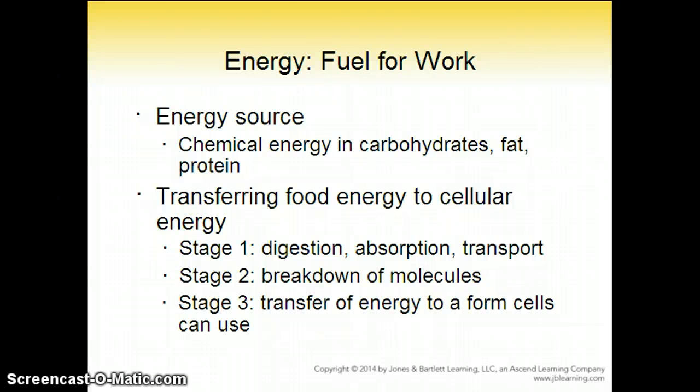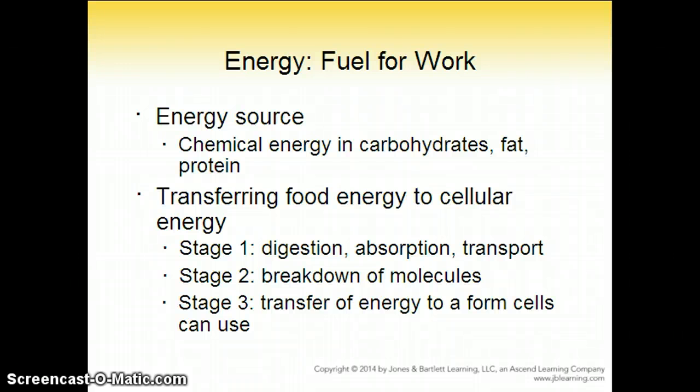The body converts chemical energy from food sources, such as carbohydrates, proteins, and fats, into a form that's usable by the cells. Transferring that food energy to cellular energy, stage 1, digestion, absorption, and transportation takes place, where digestion breaks food down into small subunits: simple sugars, fatty acids, monoglycerides, glycerol, and amino acids, that the small intestine can absorb. The circulatory system then transports these nutrients to tissues throughout the body.